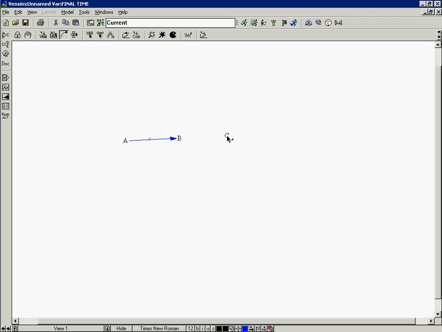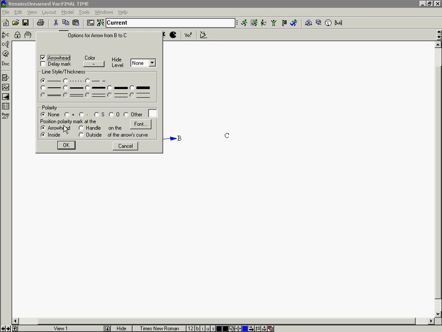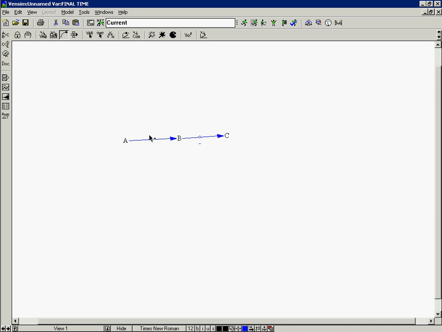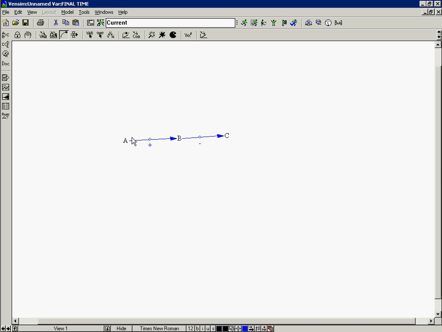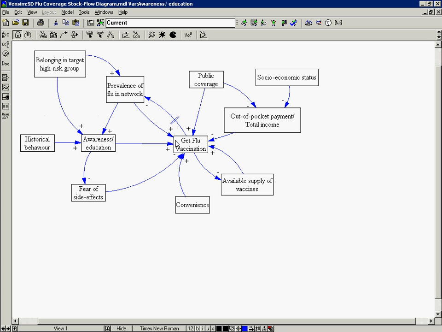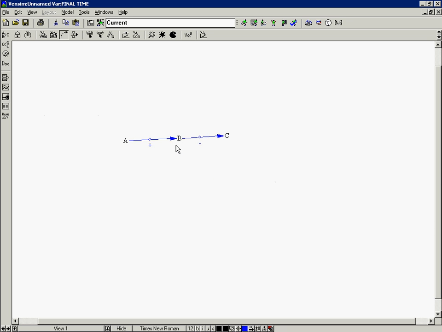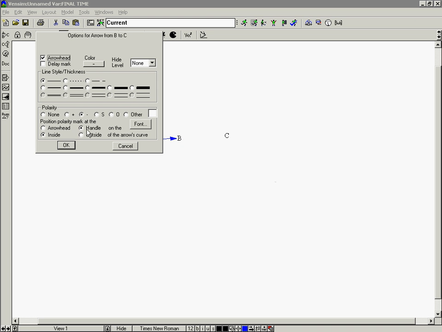I overshot. Boom. And then we're to label these with a minus, and we're to label these with a minus. Good practice, by the way, to label them at the handle, because sometimes when you label them close to the end, they all cluster, and they're all coming together, and it's hard to see which is which. But here, if you label it in the middle, so how did I do that? I did position polarity at the handle. It's a little bit clearer.